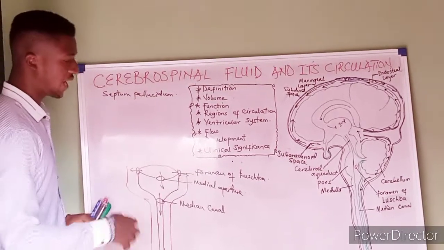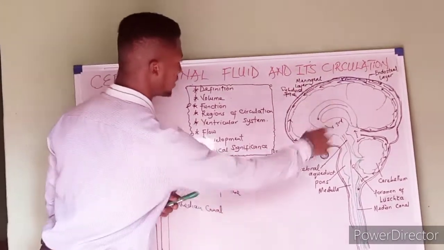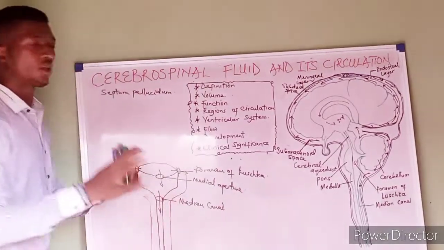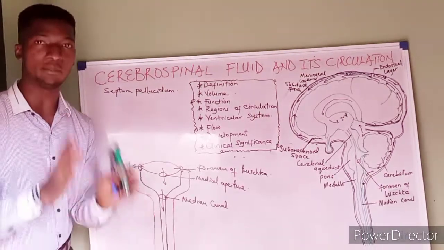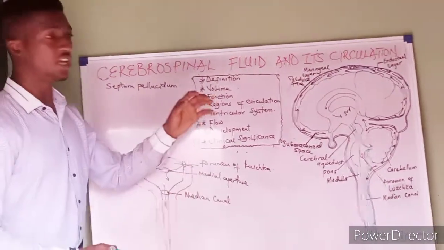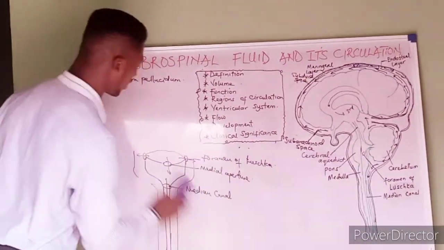Now let's see what happens after that. So it flows into the sulcus and the cistern, this region of the subarachnoid space. The third site is the site of absorption. What is the site of absorption? That is the subdural space. Let's identify what the subdural space is.